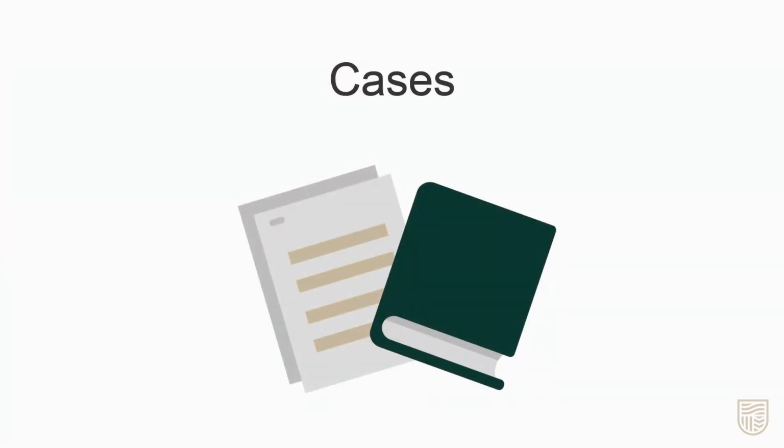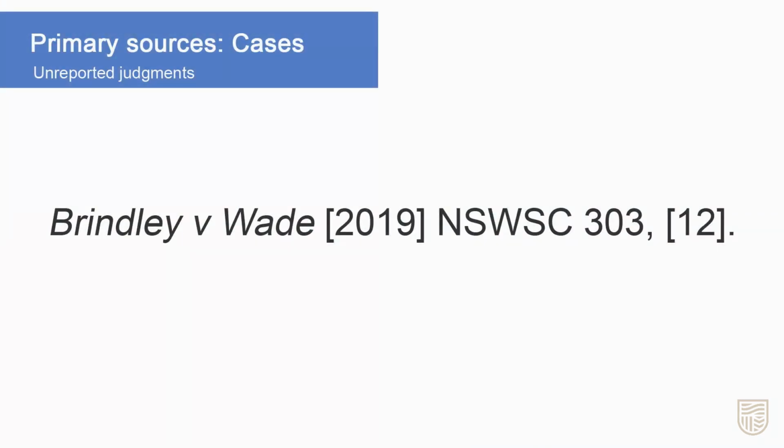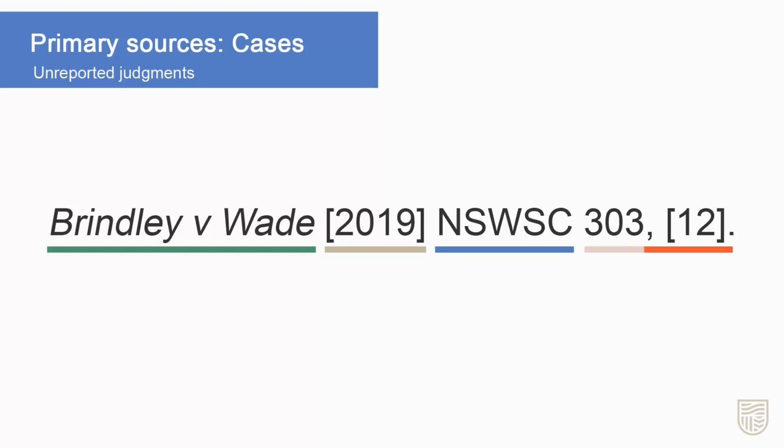Let's now look at some examples of footnotes for cases. Cases are also primary sources, and the format for a case will depend on the type of case you're referring to. Unreported judgments. These cases are directly from the court and have the following elements. The party names are presented in italics, the year is presented in square brackets, the court is abbreviated, and the judgment number is presented after the court acronym. If you need to include pinpoints, a comma is included after the judgment number with the paragraph number presented in square brackets.